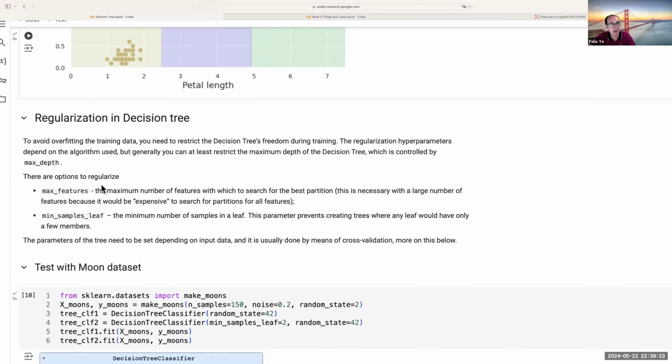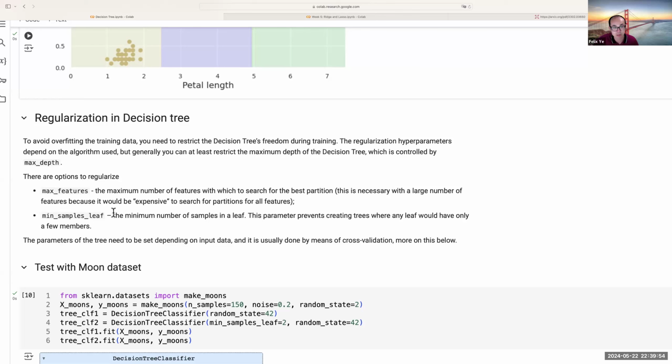There are also other options to regularize, for example, the maximum features. This is the maximum number of features for which to search the best partitions. This is necessary if we have a really large number of features, because it will be really expensive to search the partitions over all these features. So this is very important if we have, like, 1,000 features.